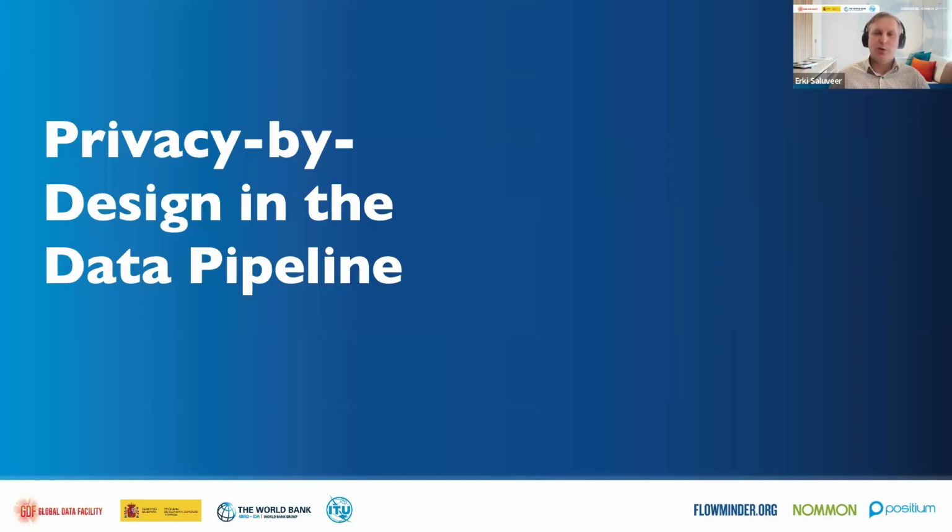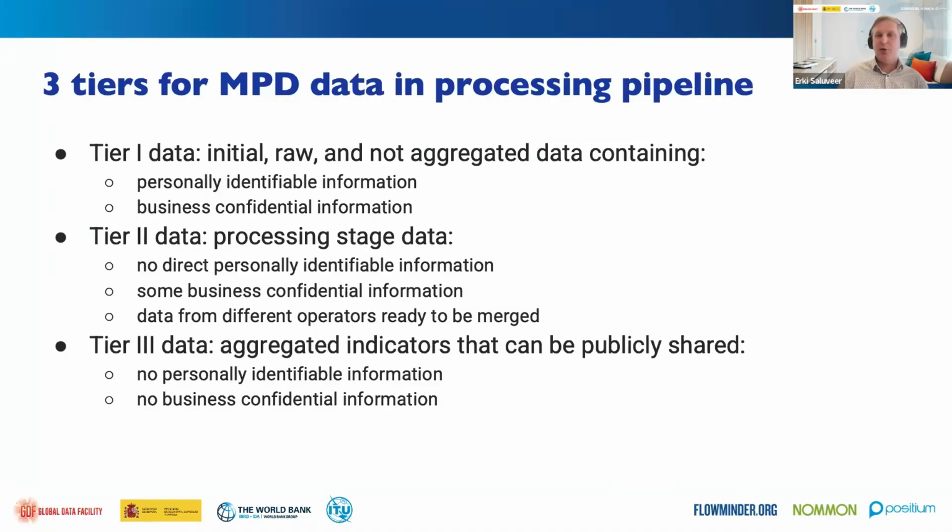Now, in this section, we will cover privacy by design main concept when building a data pipeline. This is not a very extensive part, because basically, in order to understand the privacy by design, I recommend you to understand that there are 3 different tiers of mobile phone data inside the processing pipeline. So I go over them one by one.